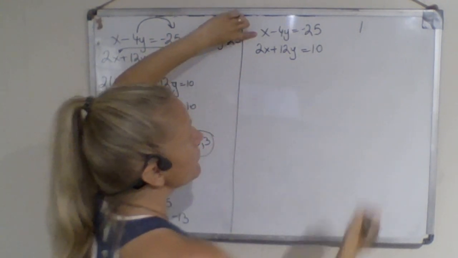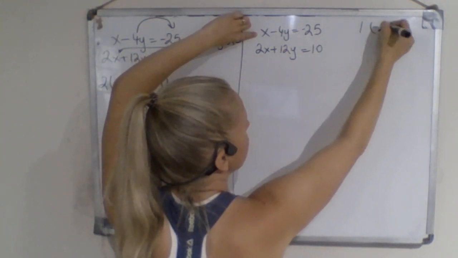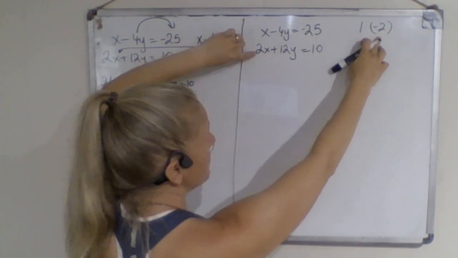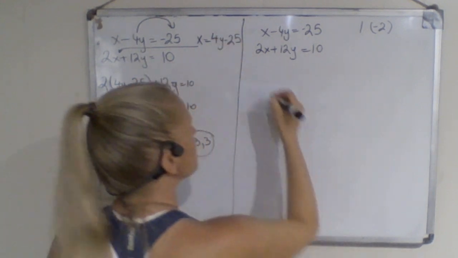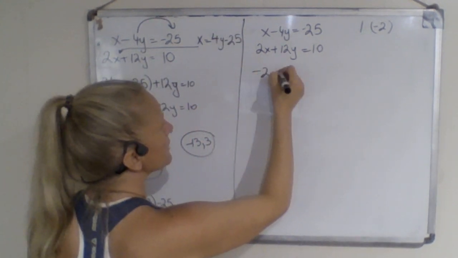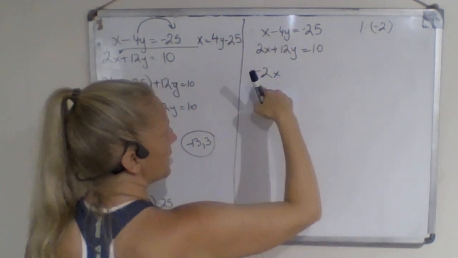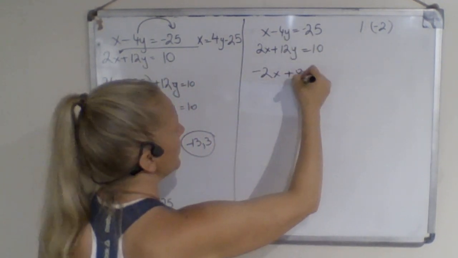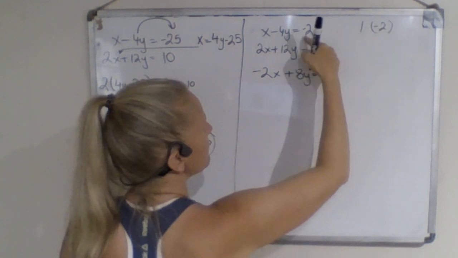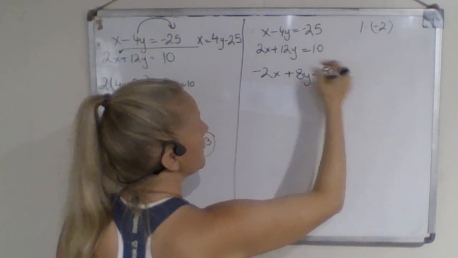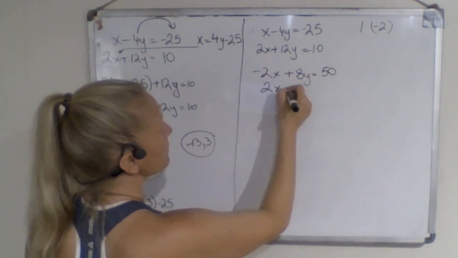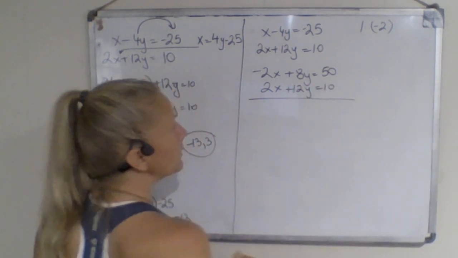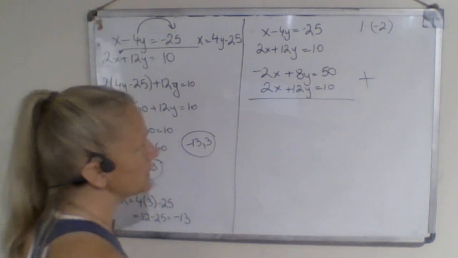What if I want to get rid of the x? I'm going to times by negative 2. Why? X times negative 2, negative 2x, plus 2x, 0. So let's rewrite this. Negative 2 times x, negative 2x. Negative 2 times a negative 4y plus 8y equals negative times negative positive 50. The second one stays the exact same way. Plus 12y equals 10. I am now going to add the two equations together.